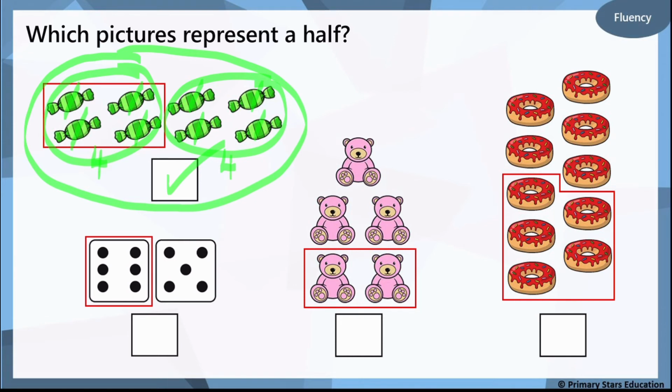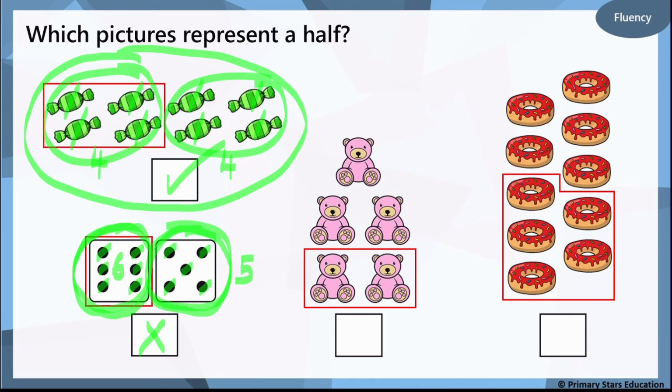Fantastic. Let's do the dice. Let's do our counting. How many in this half? 1, 2, 3, 4, 5, 6. How many in this half? 1, 2, 3, 4, 5. Does that show half? Thumbs up for yes, thumbs down for no. Correct, it is not a half because they are not equal parts. This is a 6 dice, this is a 5 dice.